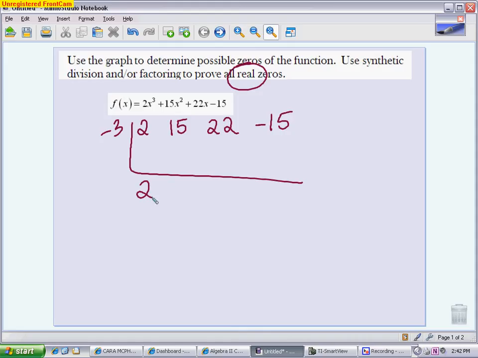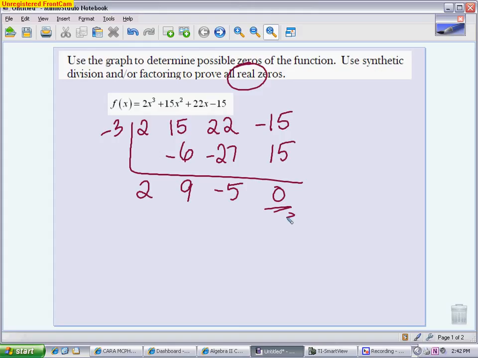So drop down the 2, multiply -3 times 2, that's -6, and you get 9. Multiply -3 times 9, you get -27, add, you get -5. Multiply -3 and -5, you get 15. Add, you get 0. And right now you should be feeling pretty good about this because you got 0 as a remainder. So you have just proven that -3 was a 0.